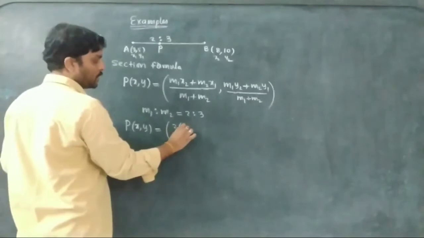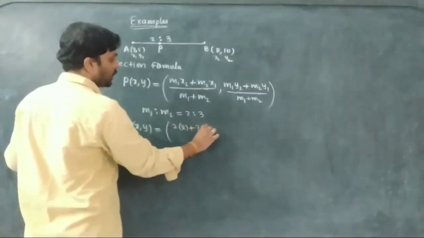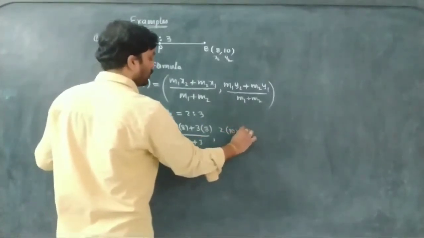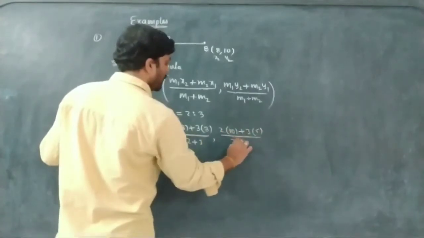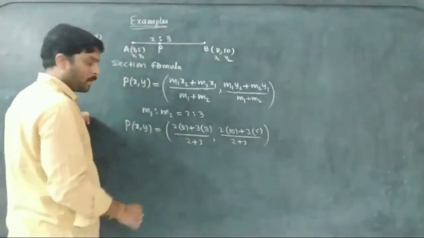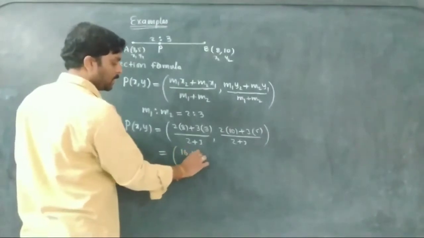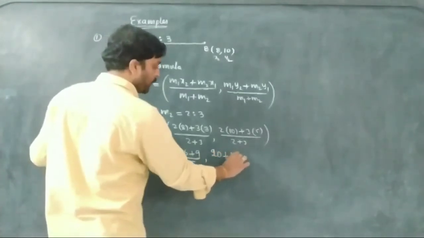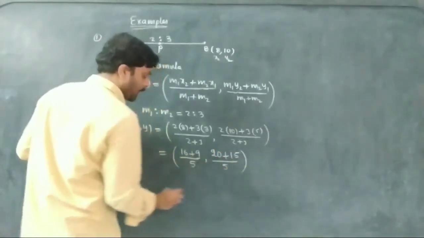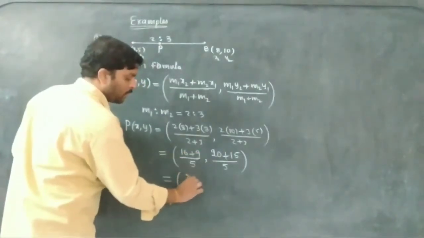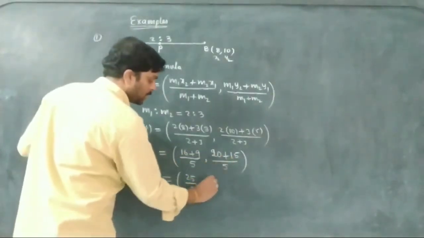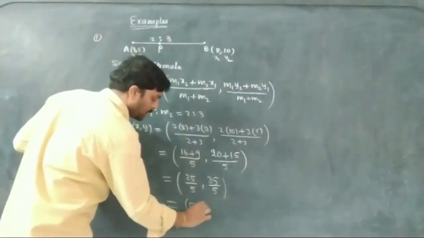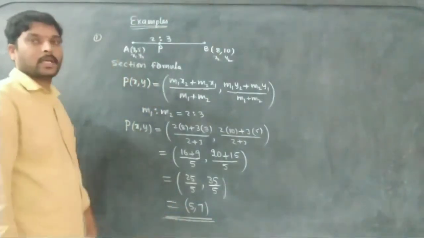m1 x2 is 8, m2 means 3, x1 is 3, by 2 plus 3, (m1 y2 plus m2 y1) by (m1 plus m2). Now 2 8s are 16, 3 3s are 9, 2 plus 3 value 5; 2 10s are 20, 3 5s are 15, 2 plus 3 value 5. Now 16 plus 9, 25 by 5. Here this is 35 by 5. Now cancellation, 5 5s are, 5 7s are. This is the required coordinates of the point.